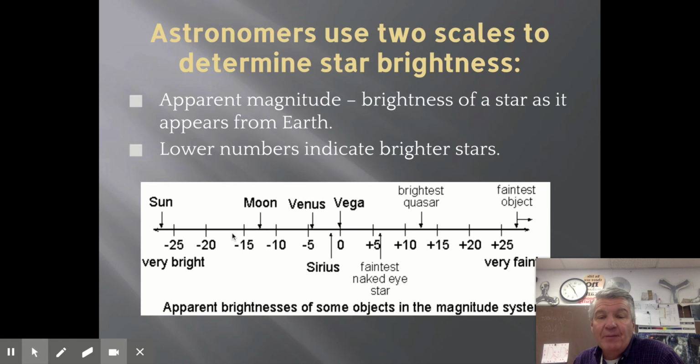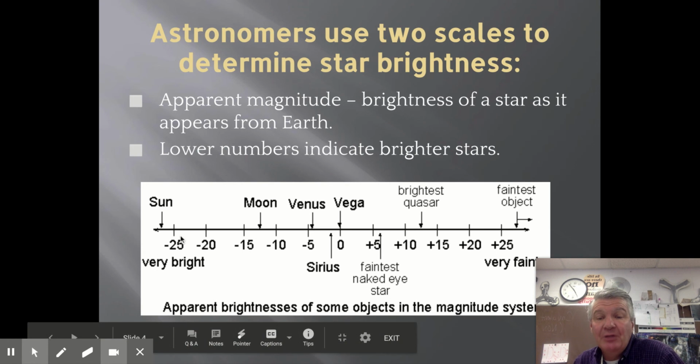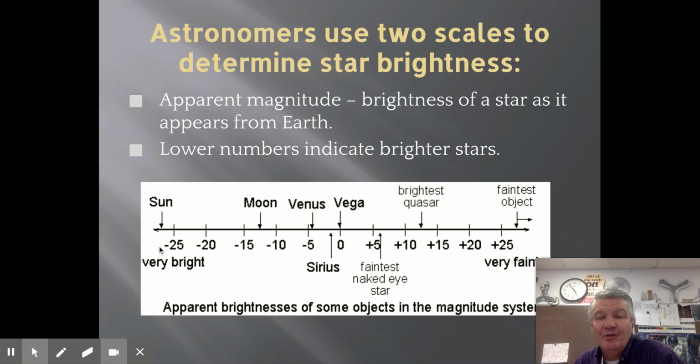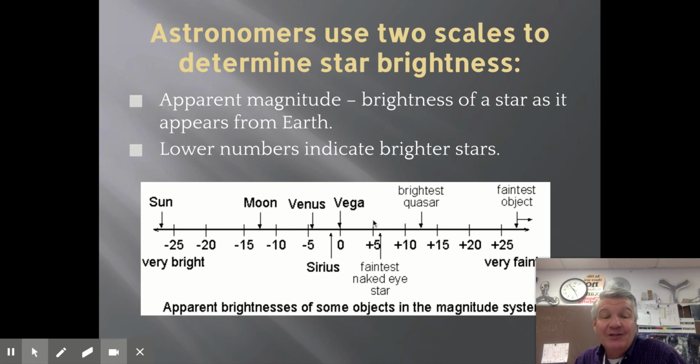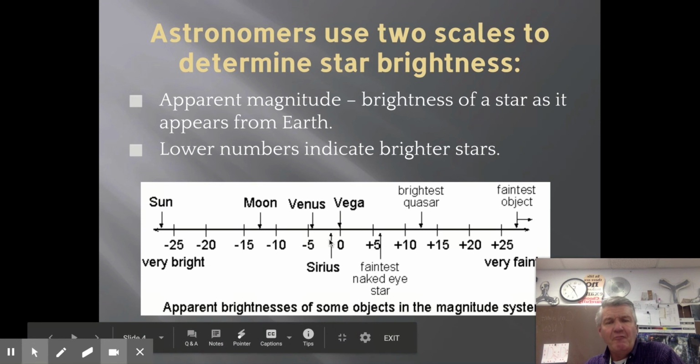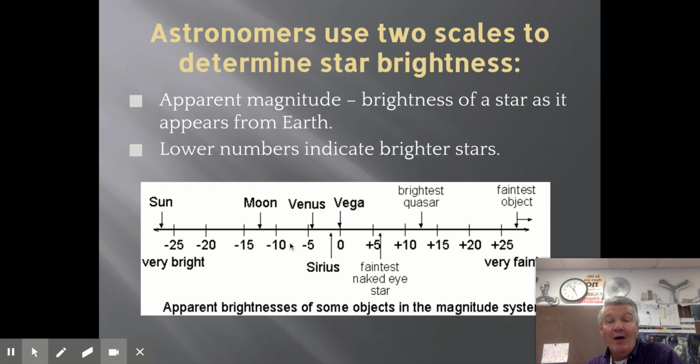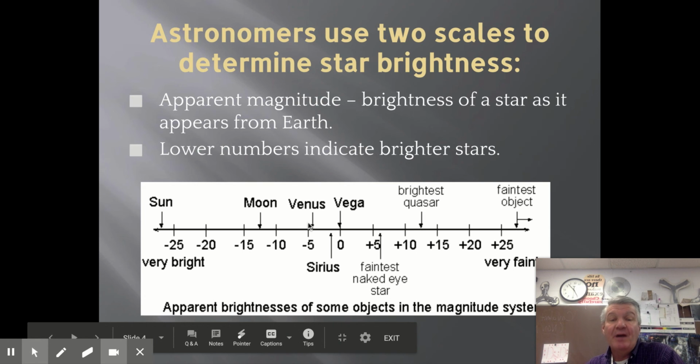So, for example, the sun has an apparent magnitude of about minus 27 or so. That's very bright. Over here, a magnitude of positive 6, that's about the dimmest star we can see with the unaided eye, with the naked eye. Some stars like Vega and Sirius are relatively bright. We know how bright Venus is in the morning. It's about a magnitude minus 5.